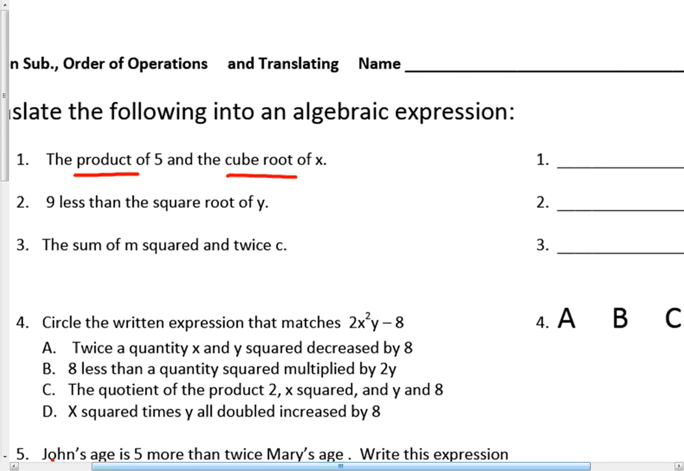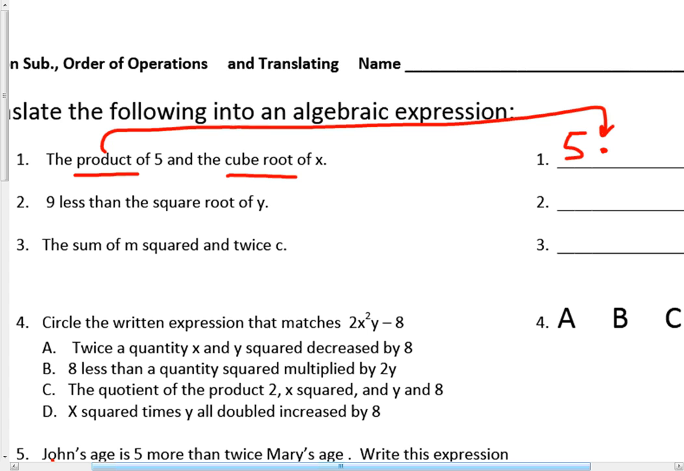Mariah? Multiplication. I don't want to see this for multiplication anymore. What I'd like to see, if you put anything in, is a little dot. So for product, you want a little dot. The 5 goes there. What does a cube root look like?